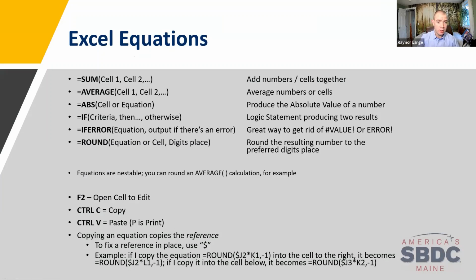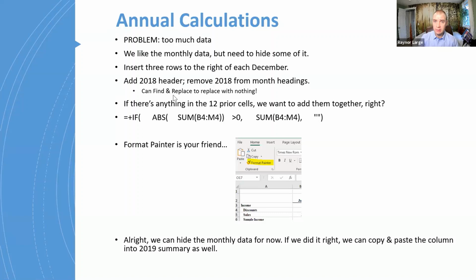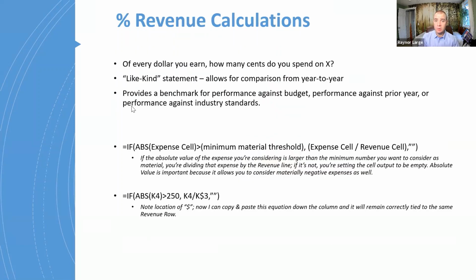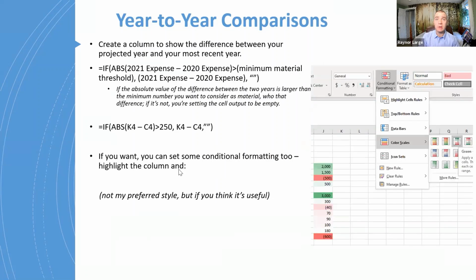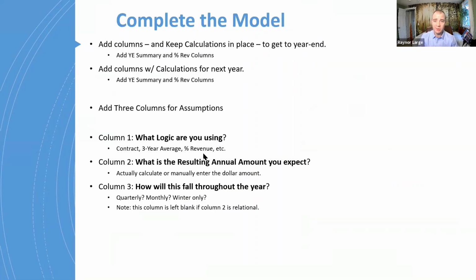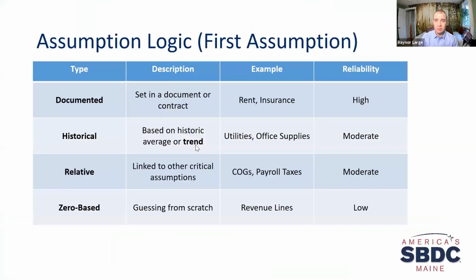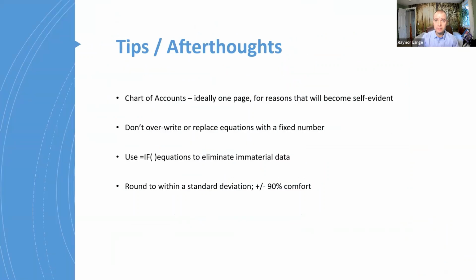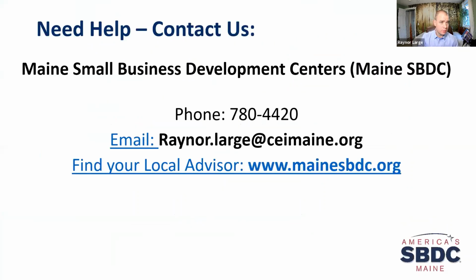How did I create the 2020 columns? I'll show that again in just a second. I do walk through annual calculations using the sum as well as the if statement, and then identify the format painter. We walk through the percent of revenue calculations, and I give examples of the equations there. So again, all of this will be emailed to you, so you can absorb it on your own time. And then the 3 assumptions that we're going to talk about. So let me switch back to the Excel and I can answer that question.